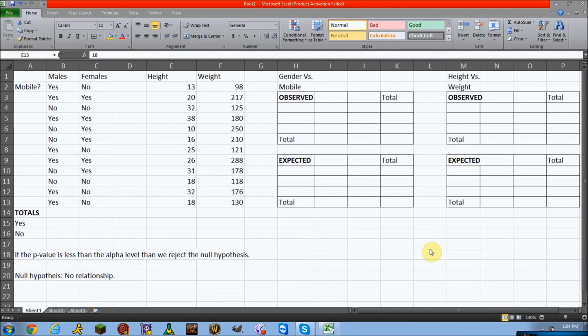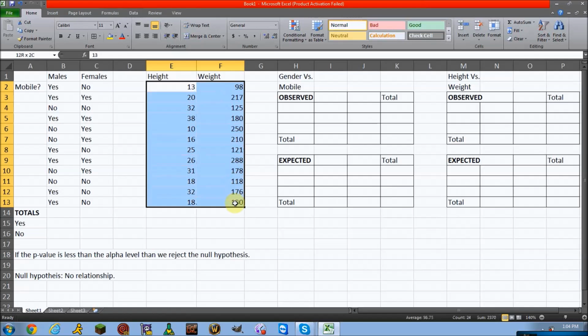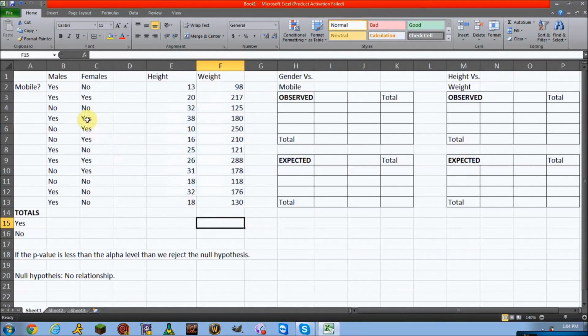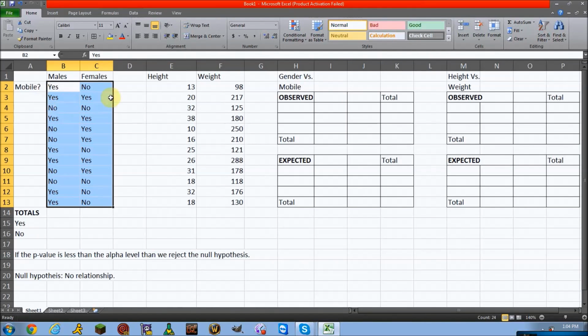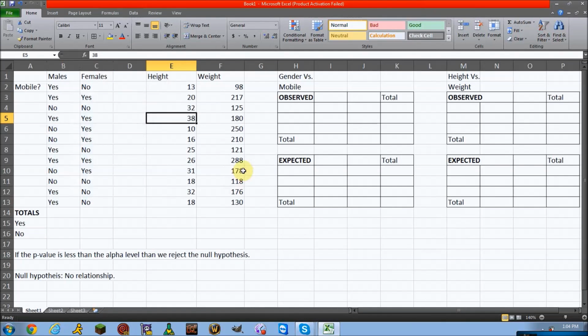I have my setup like this. You can set up the exact same way, depending on what kind of data you have. If you have numerical data, then it's basically this type of data. You basically have numbers for data. If you have descriptive data, then you basically have words like yes or no, or different colors, or stuff like that, basically not numbers. So depending on what kind of data you have, I'm going to be showing you how to do both types of ChiSquare tests.